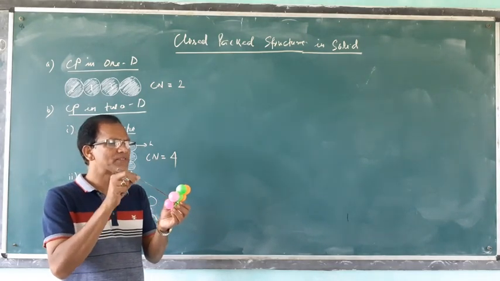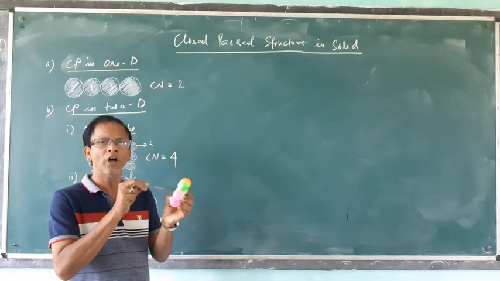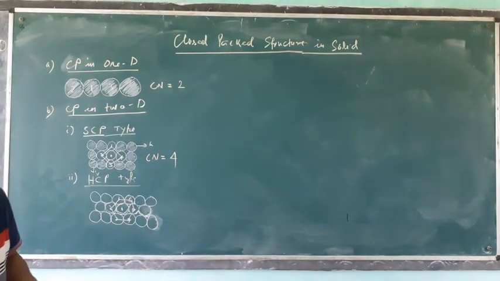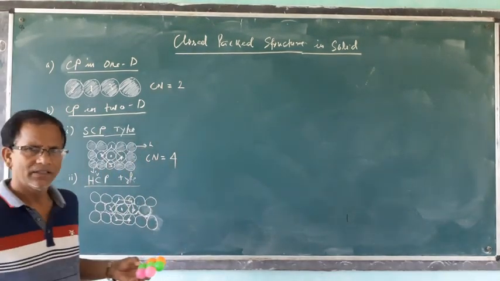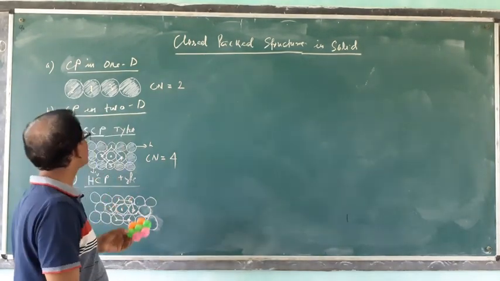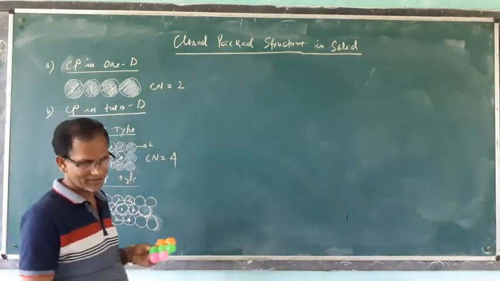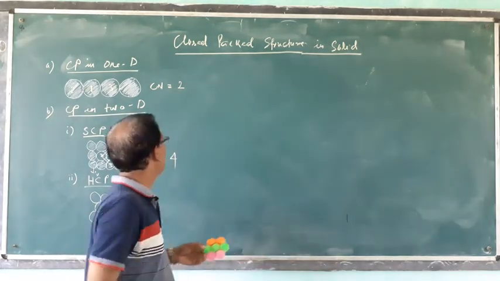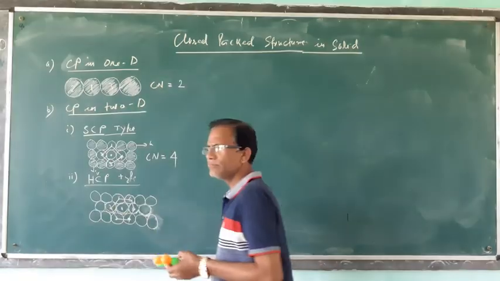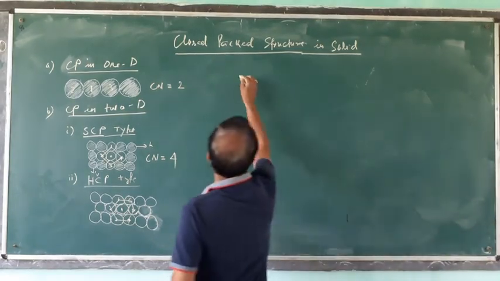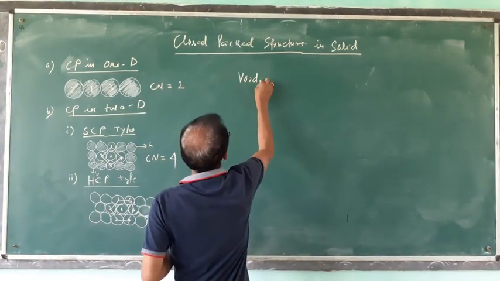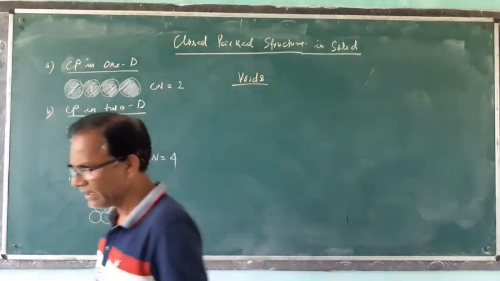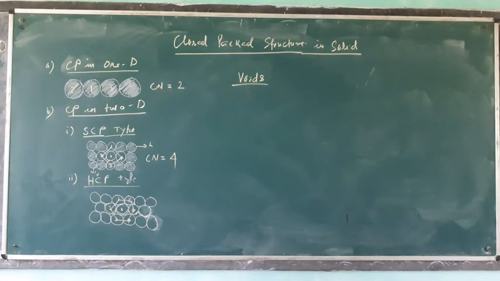So, some gaps are formed between the spheres. These gaps are called voids, or gaps. And generally, voids are of two types.